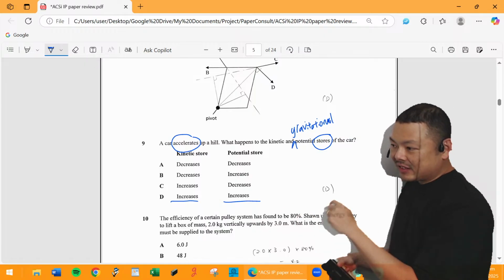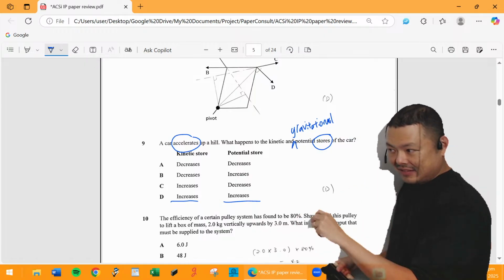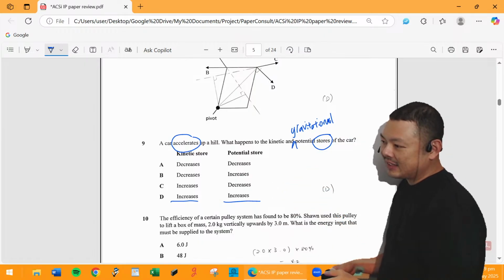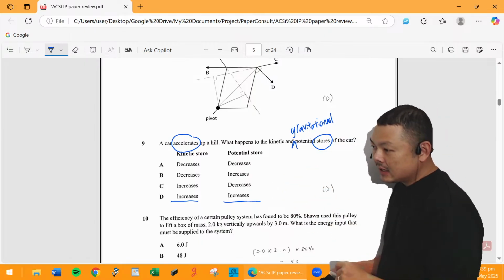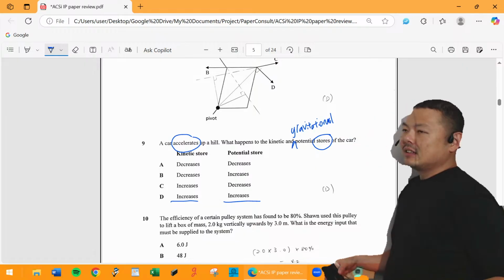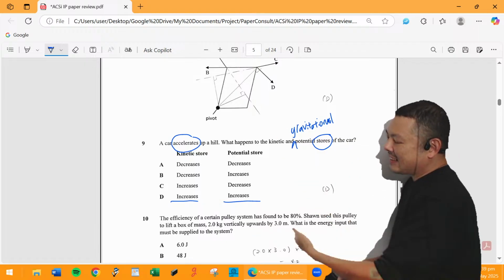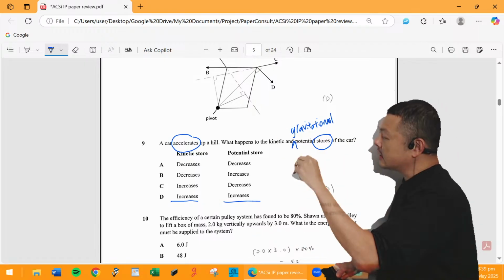Which car is not? Electric car, the battery is chemical potential also. Unless it's a rubber band car. No, you must consider the entire thing. No. Okay, no, Nathan, cannot.